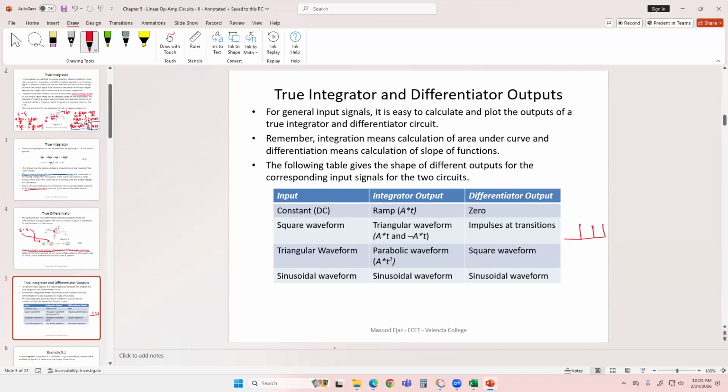If you have a sinusoidal input, then of course, both integrator and differentiator are going to give you sinusoidal voltages, although the phase difference is going to be there. Cosine becomes sine, sine becomes cosine.